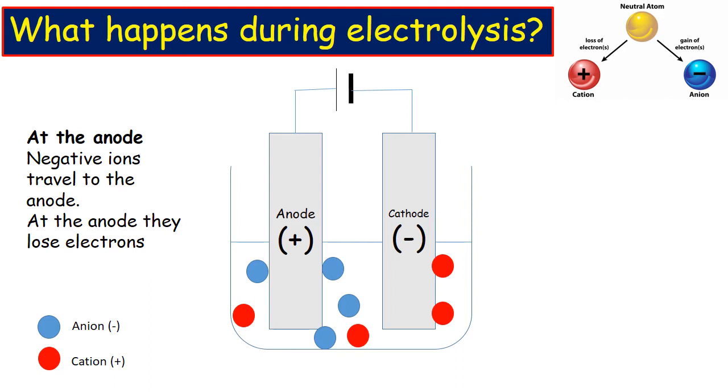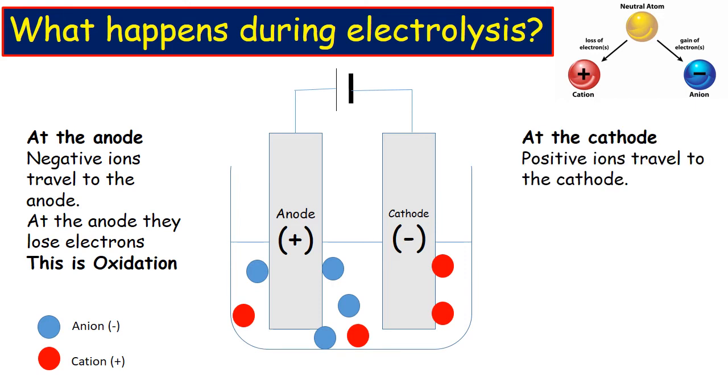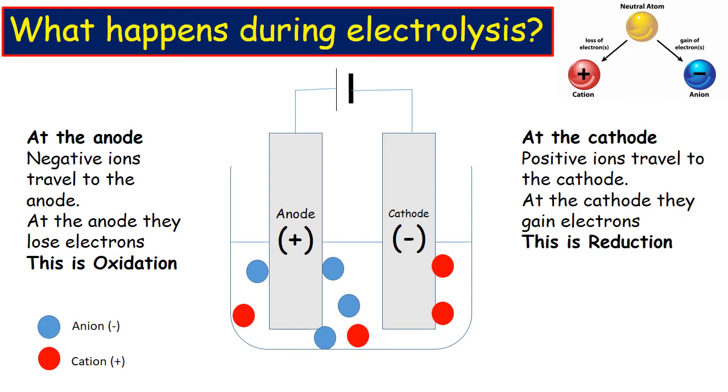And those anions will lose that electron to become an element at the anode. This is oxidation. So if you remember, OIL RIG, oxidation is loss of electron, reduction is gain of electron. So at the cathode, we're going to have reduction. Positive ions travel to the cathode, they then gain electrons, and this is reduction, as we said before. At the cathode it's always reduction, at the anode it is always oxidation, so that's a nice easy thing that you can remember and put on the flash card.